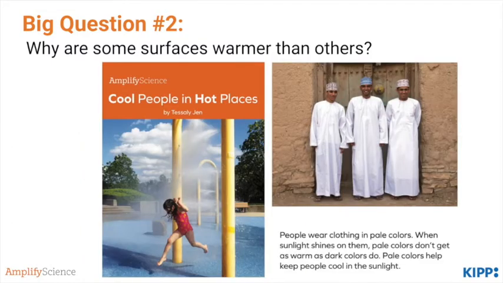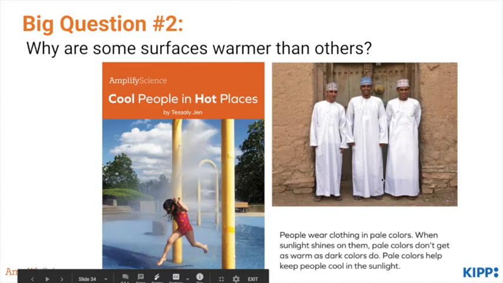Finally, students read the book Cool People in Hot Places, about different ways that people around the world stay cool when it's really hot. For example, by installing sprinklers in playgrounds or by wearing lighter colored garments that don't get as hot as darker colored garments.